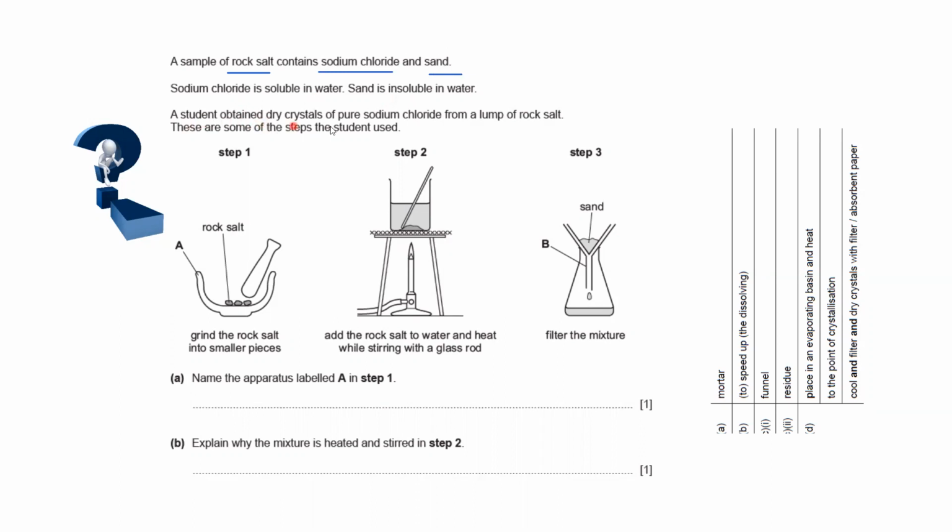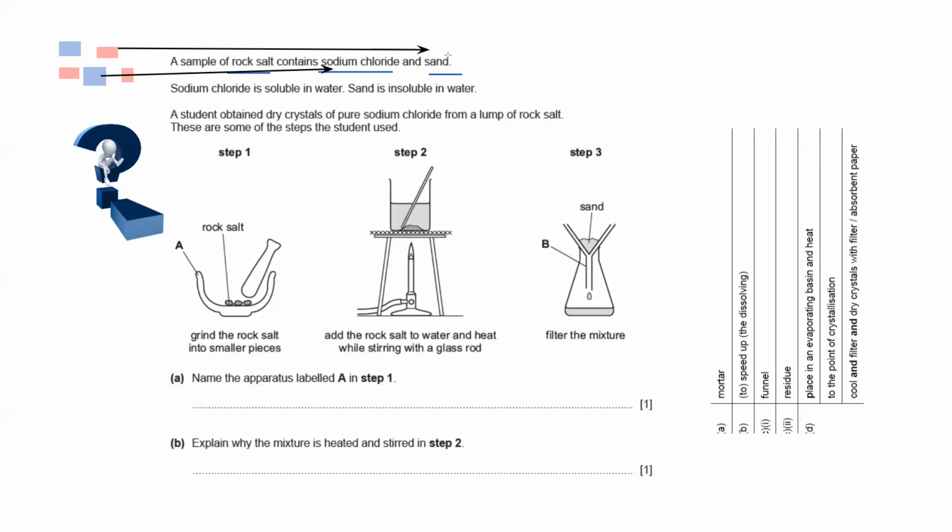A student obtains dry crystals of pure sodium chloride from a lump of rock salt. So the student has a rock salt. A rock salt is a mixture of what? It contains sodium chloride. For example, the blue part is representing sodium chloride and a pink shade is representing sand. And this mixture of sodium chloride and sand is called rock salt.